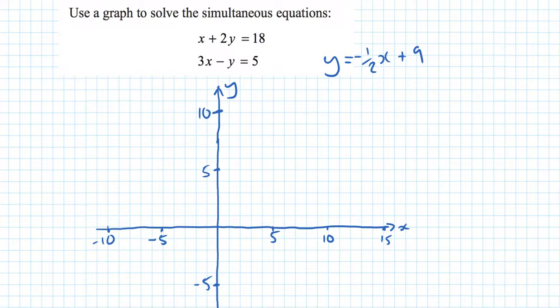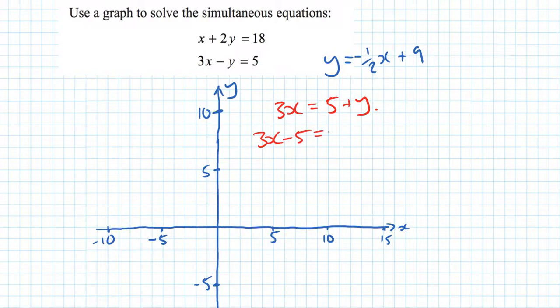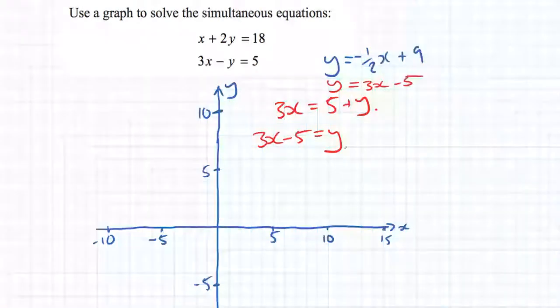So that's going to be my first equation, written in that nice form, y equals mx plus c. The second equation, well, I want to isolate the y. Because y is negative, I'll move it to the right first. So I'm going to add y to both sides. So that is going to give us 3x is equal to 5 plus y. Now I'm going to take away the 5 from both sides. So I'm going to have 3x minus 5 is equal to y. And now I can flip it round and I can rewrite that as y is equal to 3x minus 5.